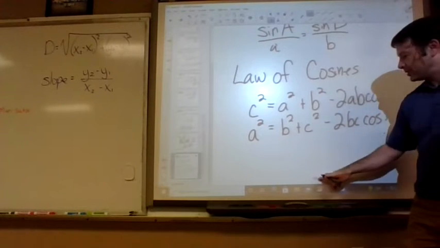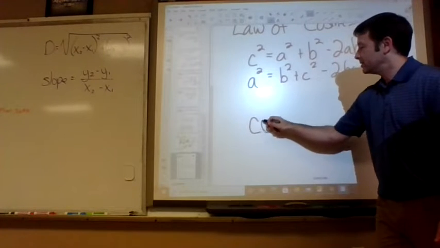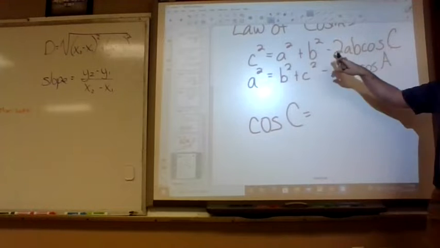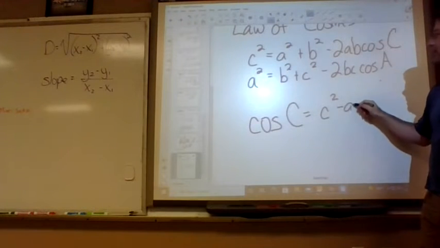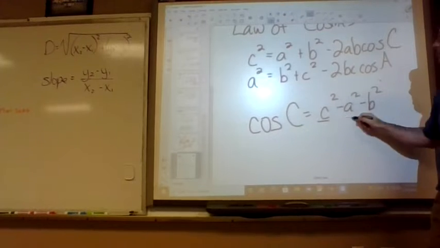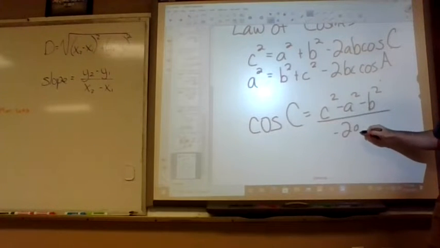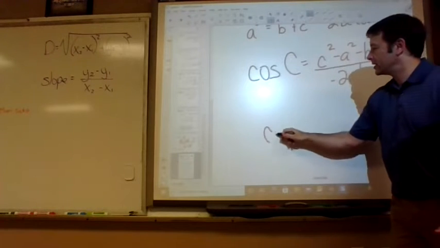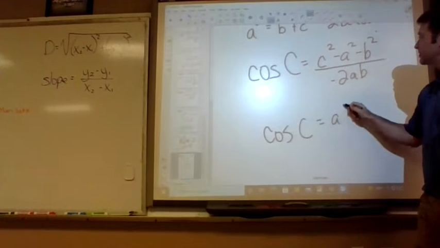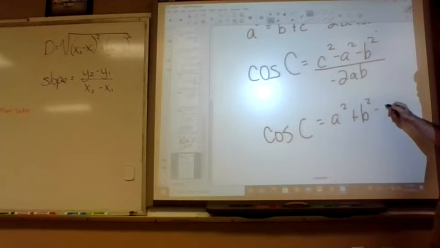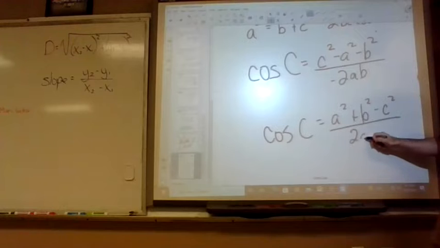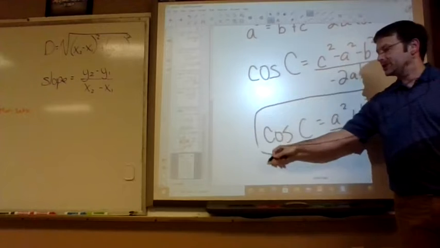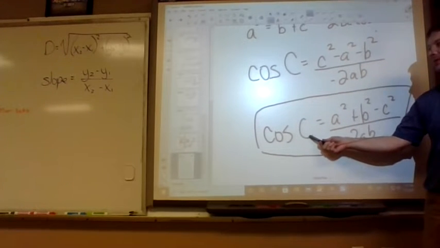Okay. So also, if we need the angle, I kind of forget how it goes, but basically, if we solve this for cosine of C, it would be c squared minus a squared minus b squared over negative 2ab. But you multiply the top and bottom by negative 1. This is also law of cosines, but this one is used to find the angle instead of the side.